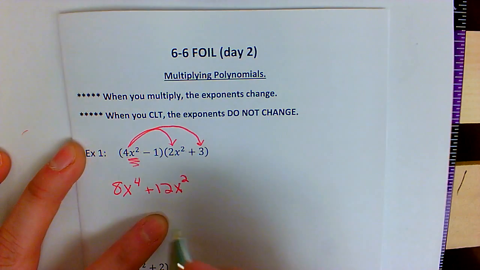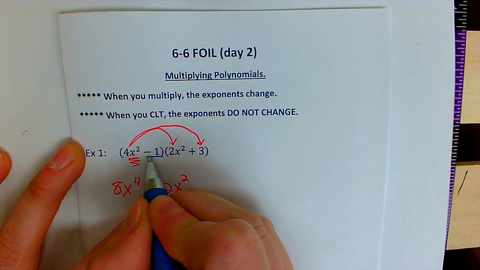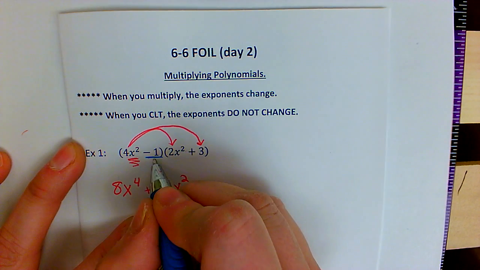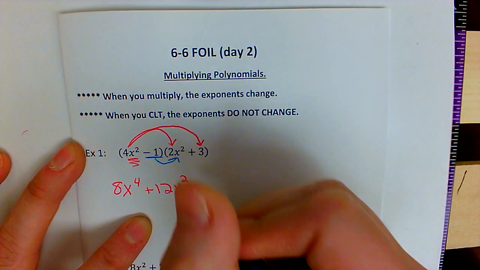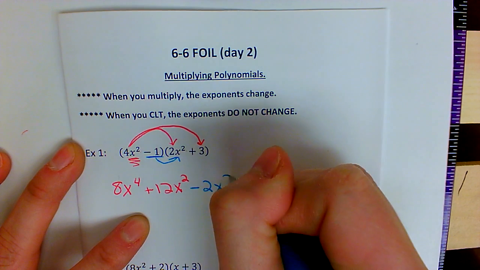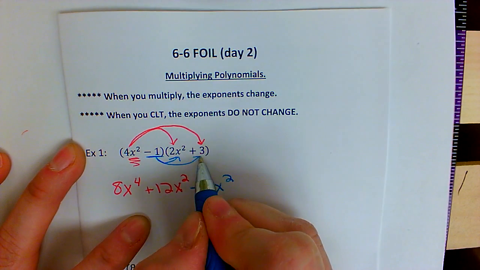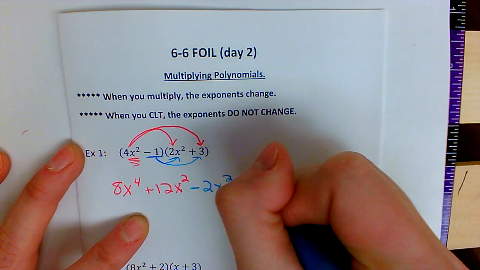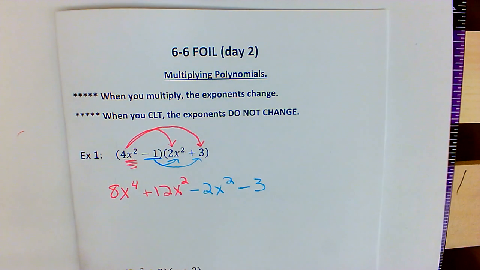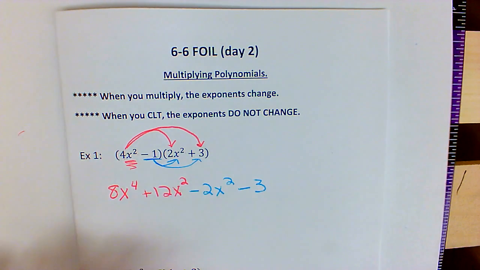Now I've got to distribute the negative 1 on this side. So I'm going to make sure I take that negative sign with it. Negative 1 times 2x squared is going to give me a negative 2x squared, and negative 1 multiplied to a positive 3 gives me a negative 3. After this, you need to do some combining like terms.